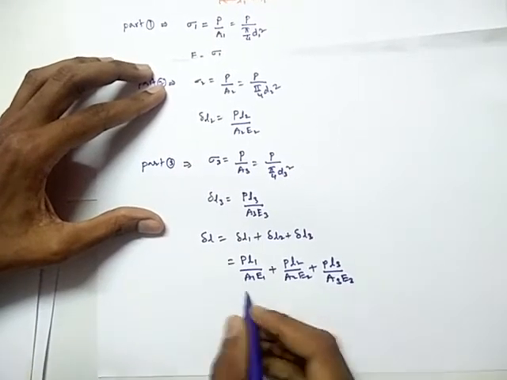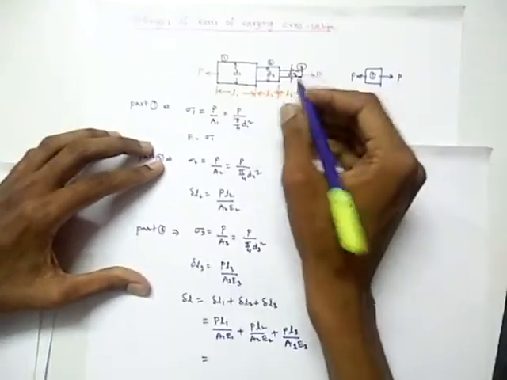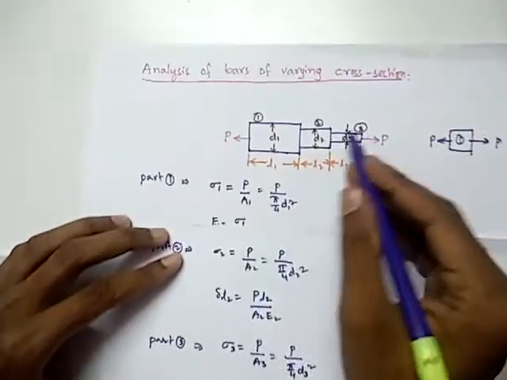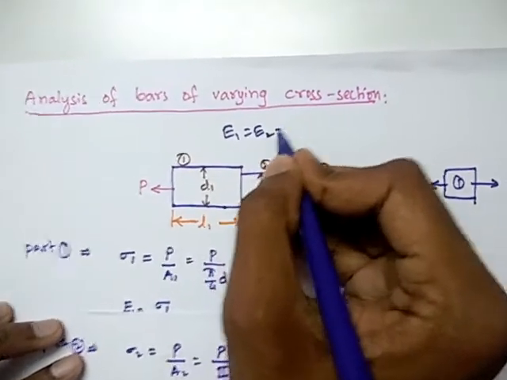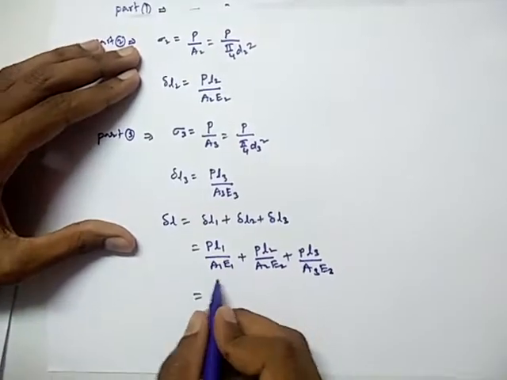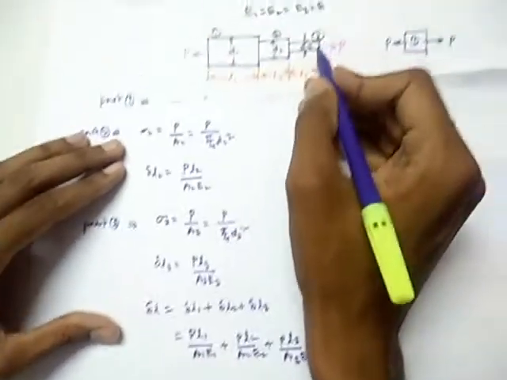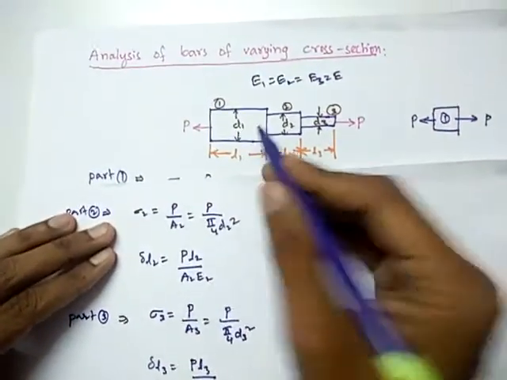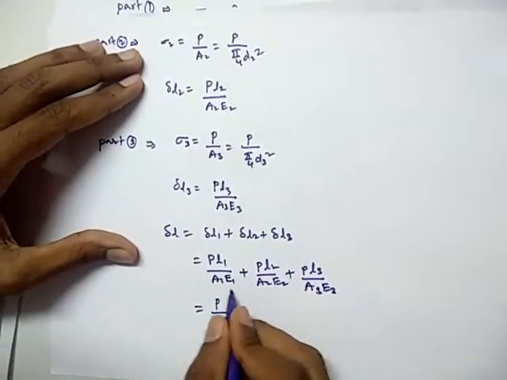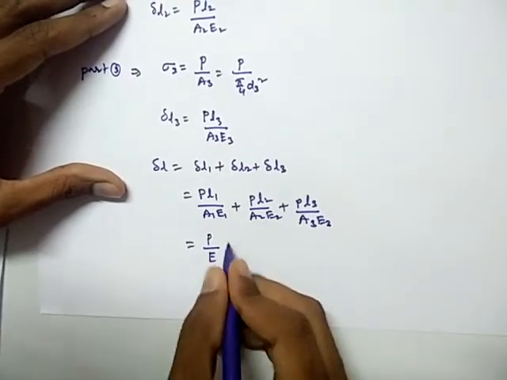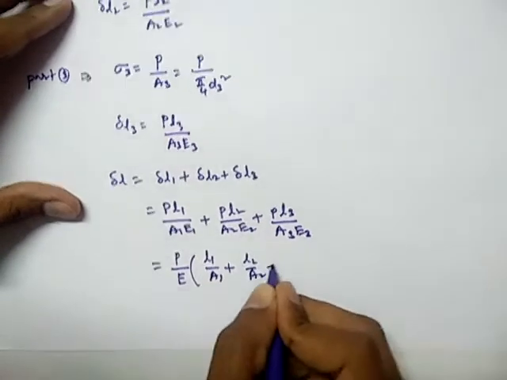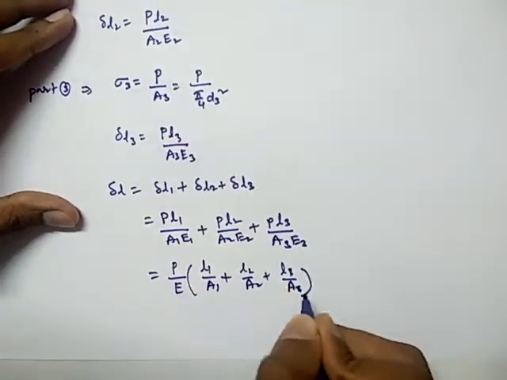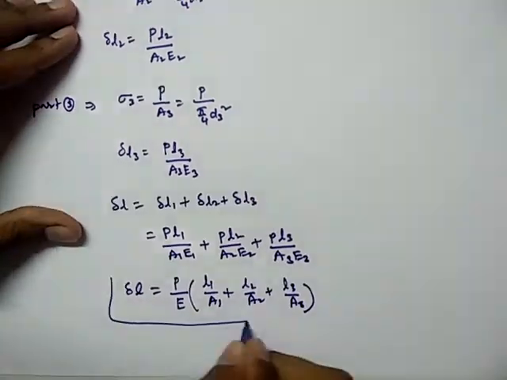And suppose this composite bar is made up of the same material in every cross section. So we can take E1 equal to E2 equal to E3 equal to E. So E will be common here, and I can take P outside, and E is common because every cross section is of the same material. So I can write only E instead of E1, E2, E3, and that will be L1 by A1 for part 1 plus L2 by A2 for part 2 plus L3 by A3 for part 3. So this formula will give the total elongation of the bar.